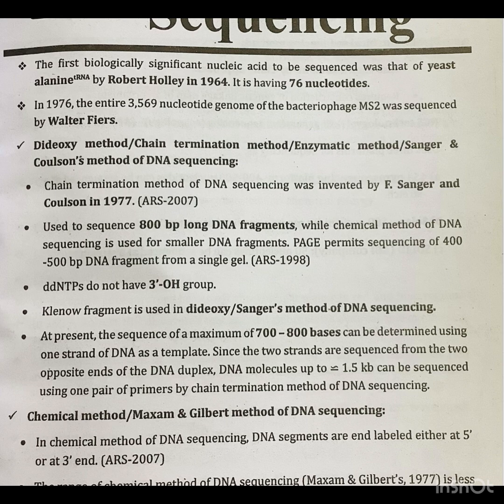At present, the sequence of a maximum of 700 to 800 bases can be determined using one strand of DNA as a template. Since the two strands are sequenced from the two opposite ends of the DNA duplex, DNA molecules up to 1.5 kb can be sequenced using one pair of primers by the chain termination method of DNA sequencing.